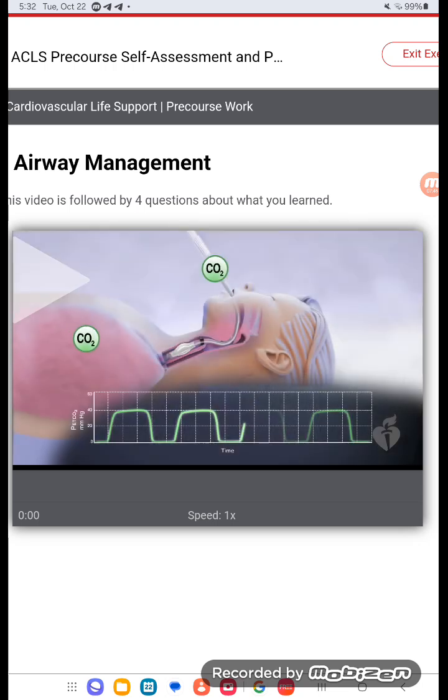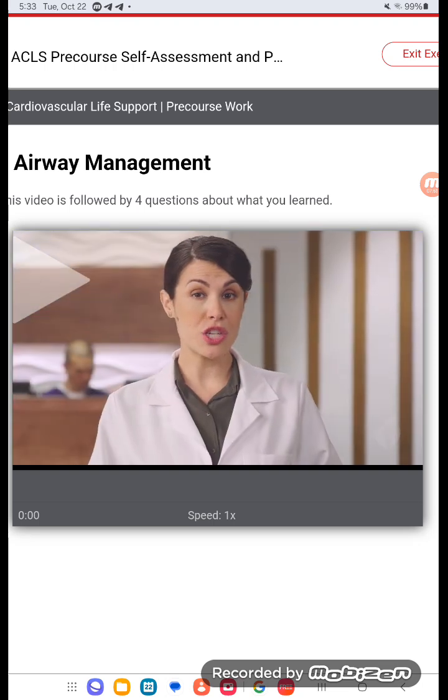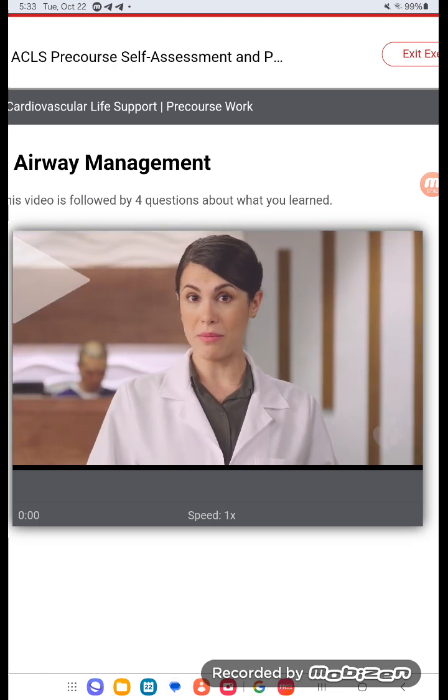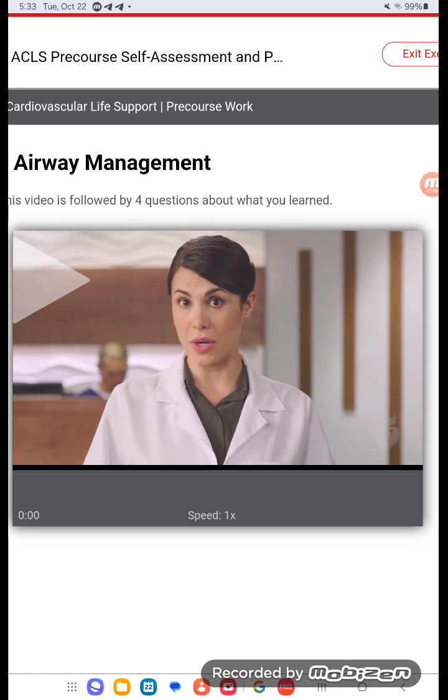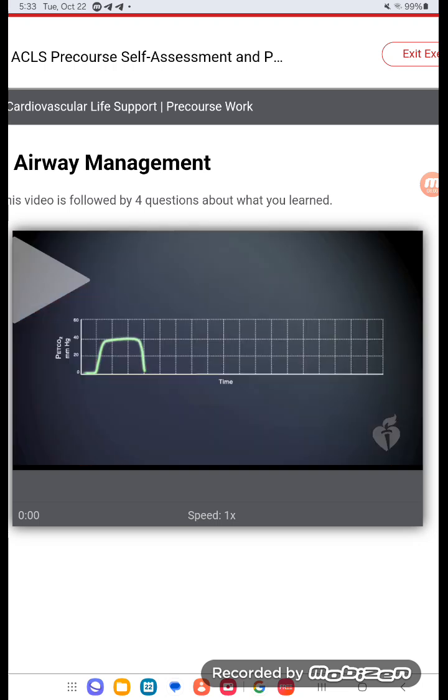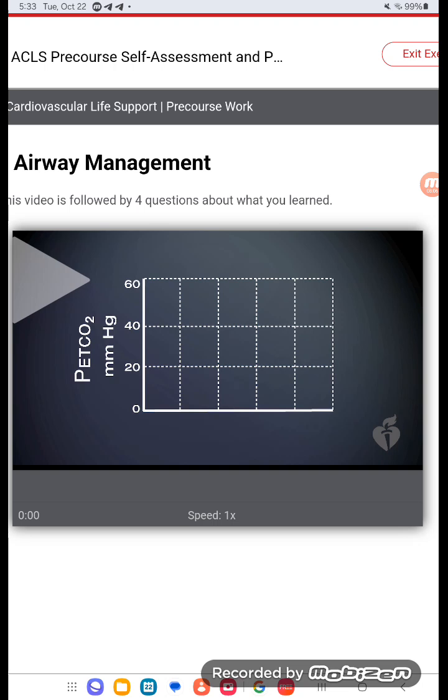Waveform capnography monitors how much carbon dioxide is exhaled by the patient. The American Heart Association recommends using waveform capnography to confirm and monitor the correct placement of an endotracheal tube. Effective ventilation through supraglottic airway devices should produce a capnography waveform. A normal end-tidal CO2 waveform looks like this.